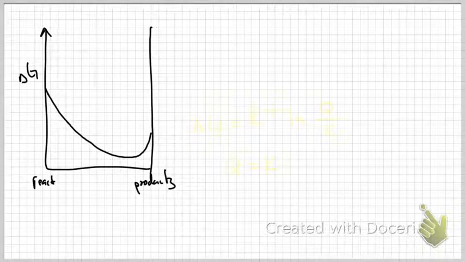Is there any possible Q value? Remember, we're not at standard conditions now. What Q value could we have to make this reaction go in the reverse direction? Q is greater than K. So where would that be on this graph? Where would a point on that line be if Q is greater than K?